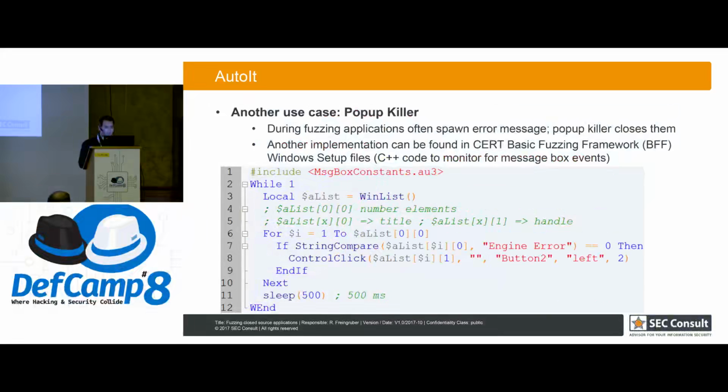But I'm typically using AutoIt as a pop-up killer, because in fuzzing you often have the case that many error messages pop up. This script will just iterate through all open windows and check if the title is, for example, "engine error", which is the case with Counter-Strike, and then always click on the cancel button so that the boxes go away. This is just a loop, so you always need half a second to click this away. If you want to make it faster, you can use this code here from the Basic Fuzzing Framework.